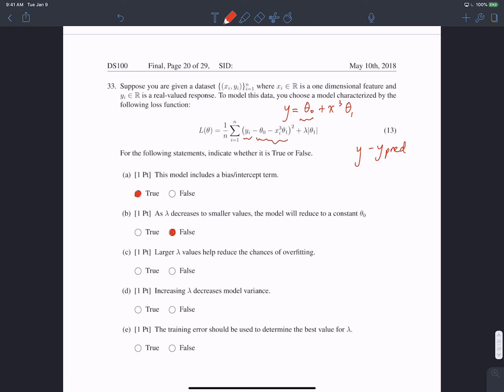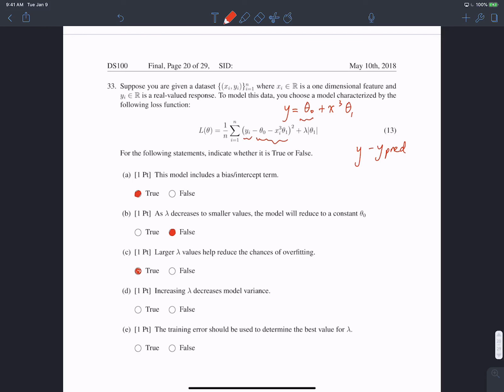As lambda decreases, we're essentially just removing the regularization, okay? This would be true if lambda increased, right? Because if lambda increases, we're forcing our model to be less and less complex. But as lambda decreases, we're not restricting our model in any way. But this is implying that by decreasing lambda, we're restricting our model, which is not the case. So this is false.